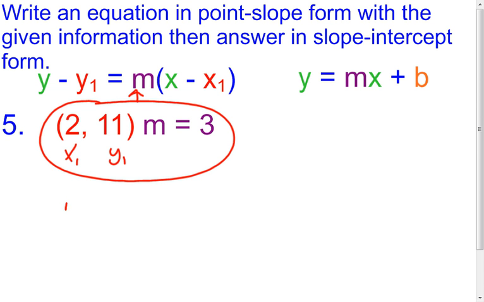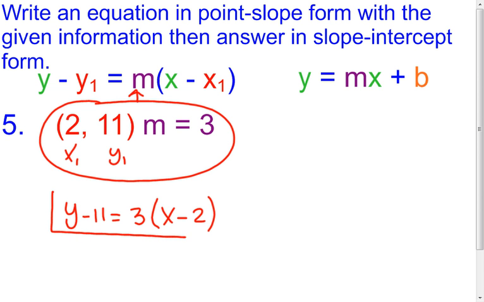Okay, so I will go y minus 11 equals m, which is 3, times x minus x1, which I know is 2. Okay, so this is your initial equation right here in point slope form. Okay, so this right here, I'm actually going to cross this off. This right here is point slope.